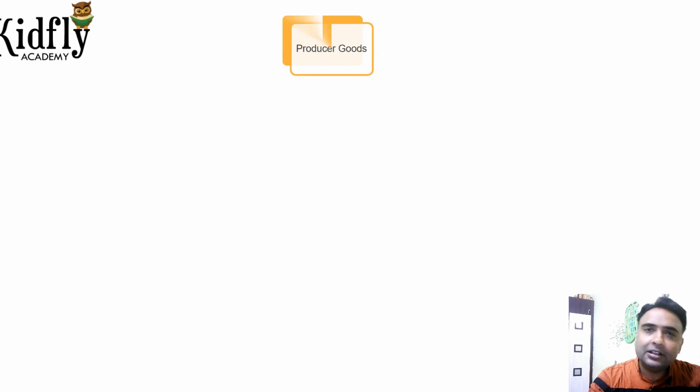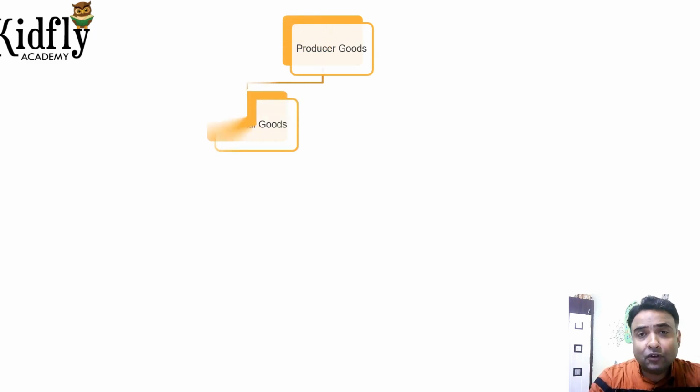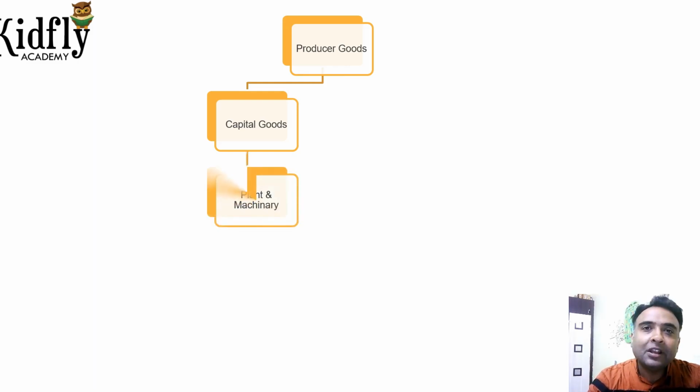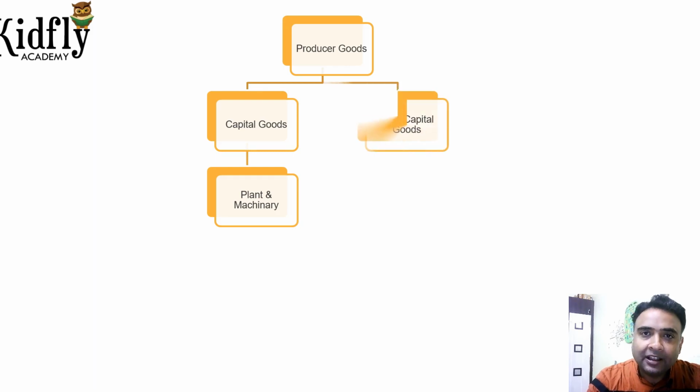Talking about the producer goods, there are basically two important categories. One is known as the capital goods. Capital goods are those goods which are required in the process of production. The plant and machineries are part of capital goods. They are of high values. They are the fixed assets utilized by the producer. Then we have the non-capital goods. They are not fixed assets.